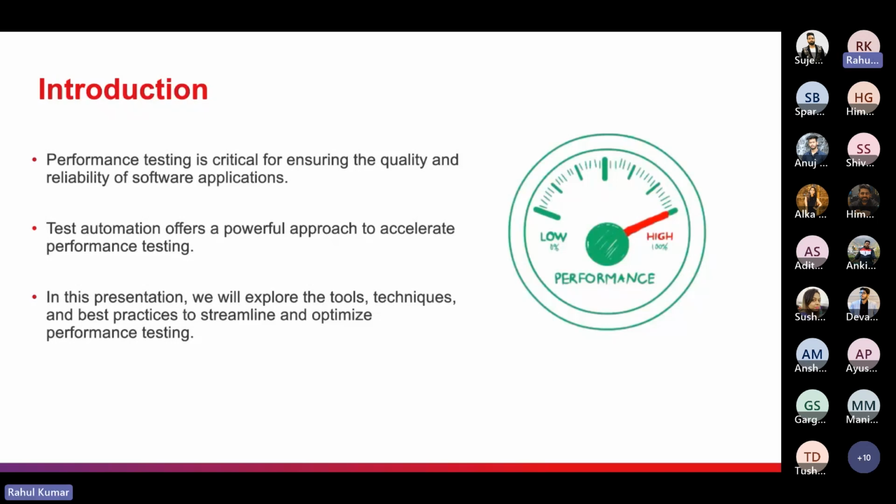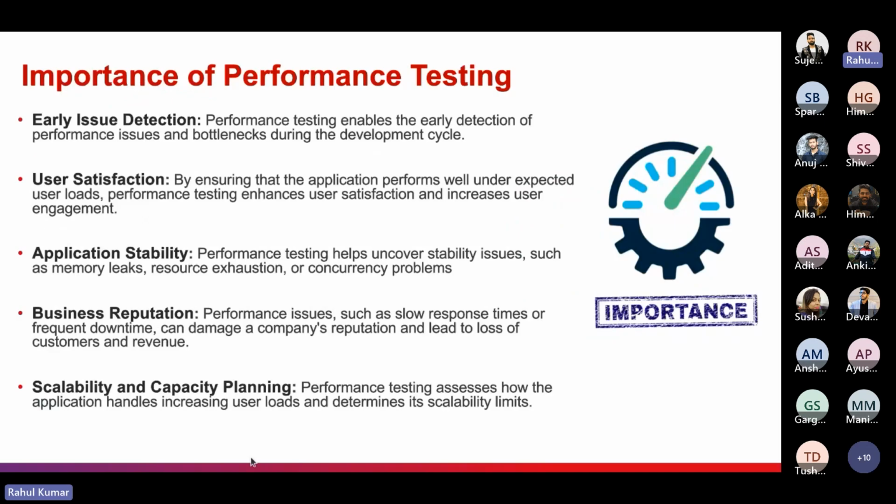Okay, so this is the introduction part. Move to the second one. This is the importance of performance testing. So I will add some key points here. The first one is early issue detection. By integrating performance testing into the software development cycle, issues can be identified and resolved before the application reaches production, which results in saving time and cost associated with defects which we fix later.